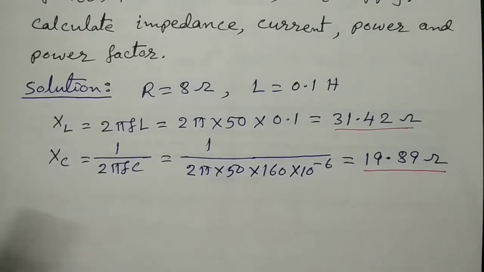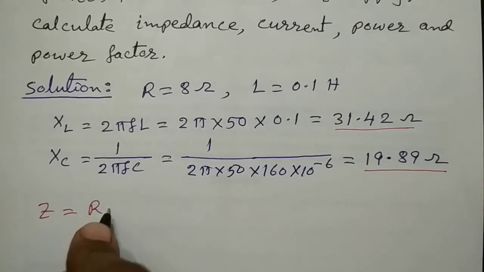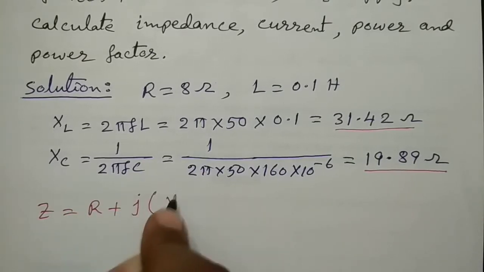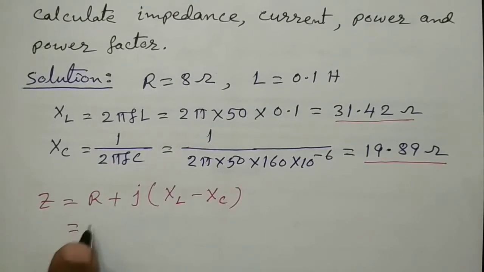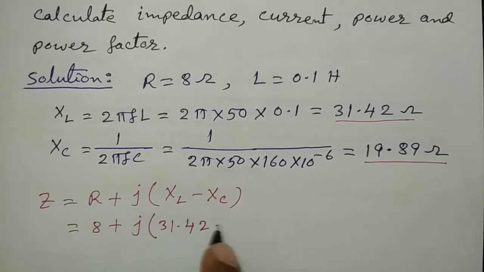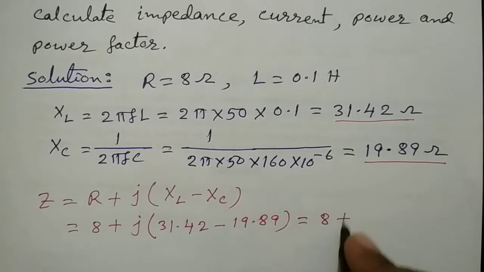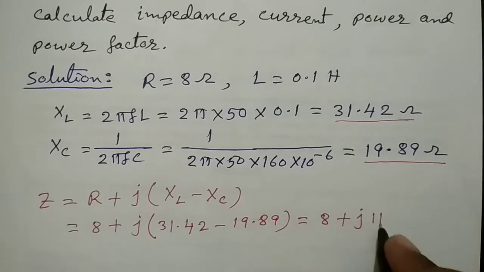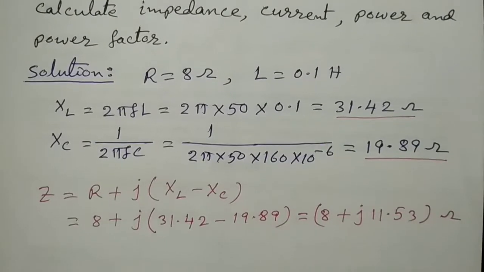So now we can write the impedance Z is equal to R plus J (XL minus XC). So the R is 8, XL is 31.42 and XC is 19.89. So finally it will be 8 plus J 11.53 ohms. That is the total impedance of the circuit.